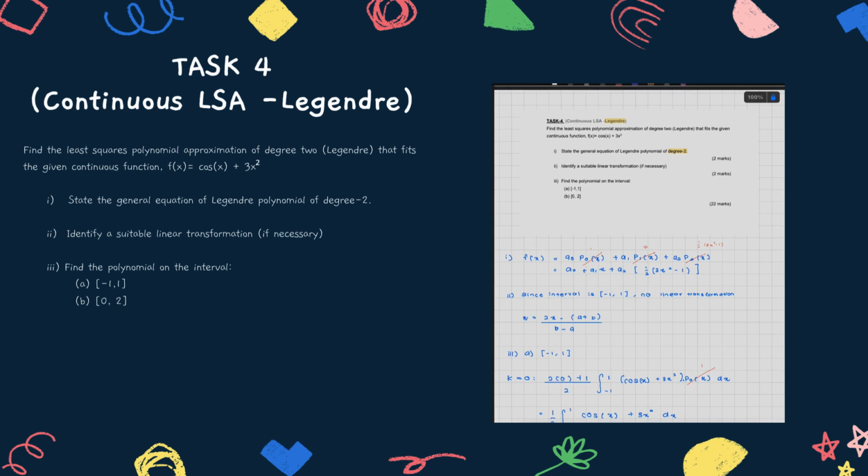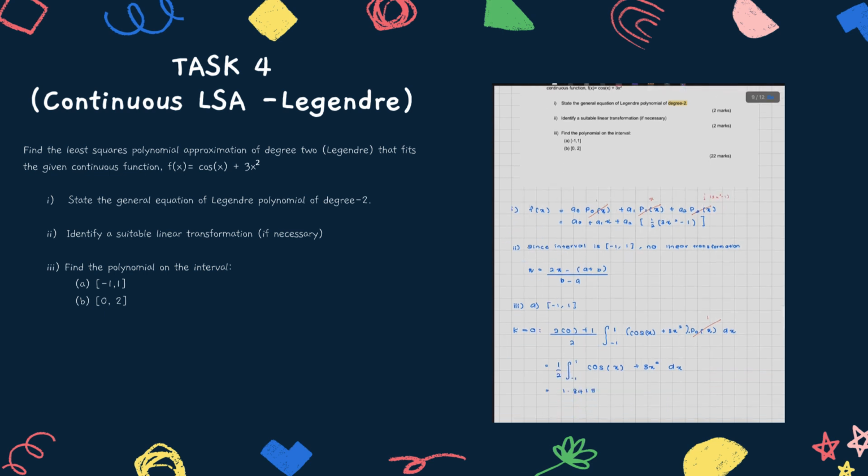Now I will explain how I get the answer for task 4. For 1 Roman, the general equation is f(x) equal to A0 plus A1 x plus A2 bracket 1 over 2, 3x squared minus 1. So for 2 Roman, they insist the interval is minus 1 to 1. There is no linear transformation, so this is the equation.